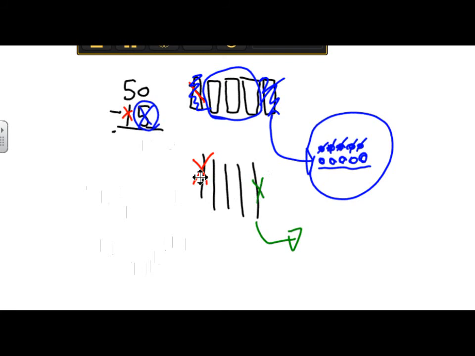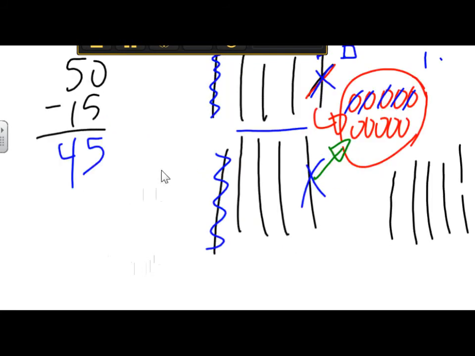So a strategy that we came up with in class was that if we're going to decompose a 10, we're going to put an X through it, draw the arrow, and show our 10s. If we're going to actually take something away, we're going to use this squiggly line. And that's what we talked about today in the last week.